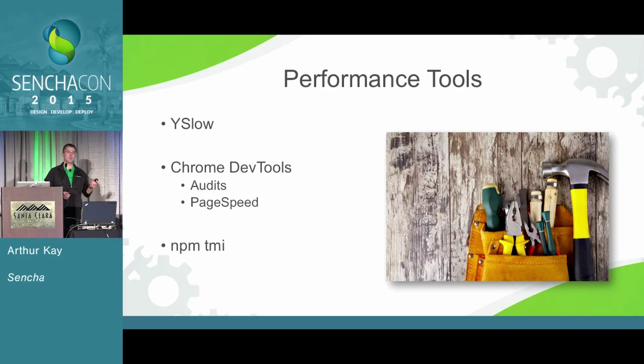There's an awesome extension of Chrome Developer Tools called PageSpeed, which takes that advice a few steps further. You can download that off the Chrome Web Store. It's free. And the PageSpeed API does a series of really interesting things. Out of that grew a node package called TMI, which stands for too many images.